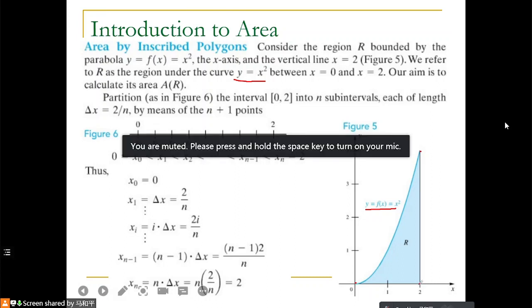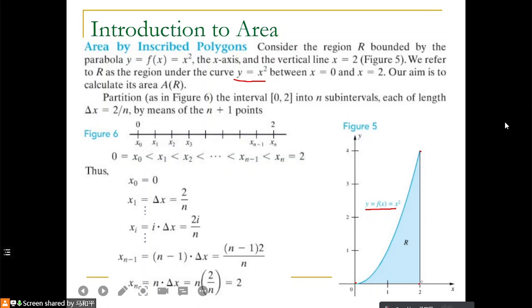Our aim is to calculate its area, A(R). So the region is R. We want to calculate the A(R), the area of R. We should partition the interval here because it's under the curve y is x squared and between x is 0 and x is 2. So we partition the interval 0 to 2 into n subintervals. We have n subintervals, each of length delta x, we write, is 2 over n.